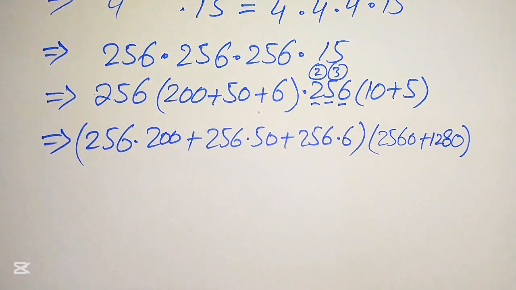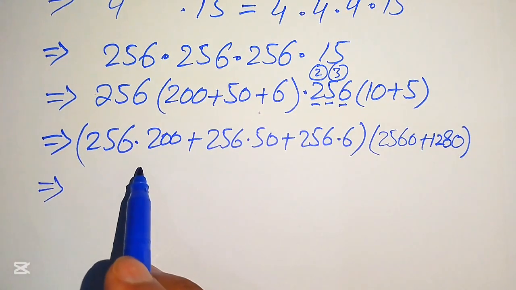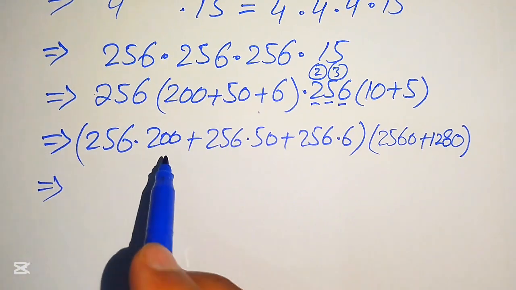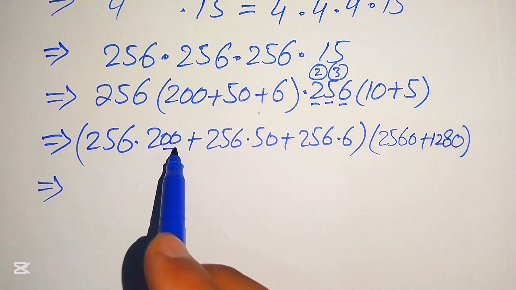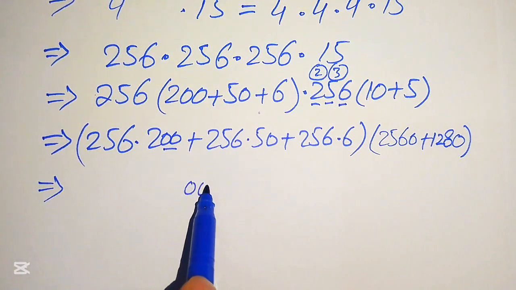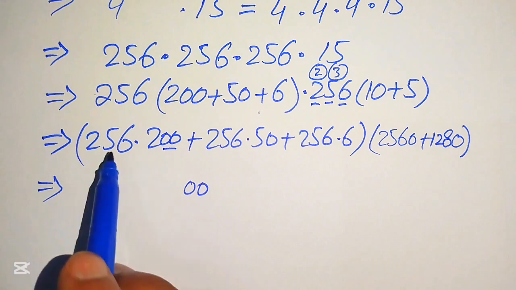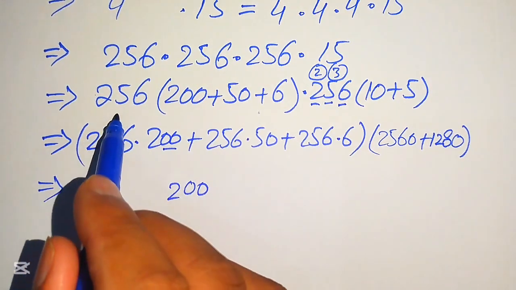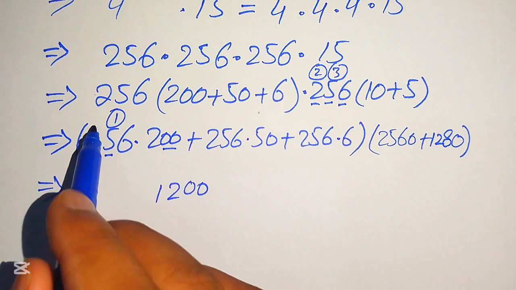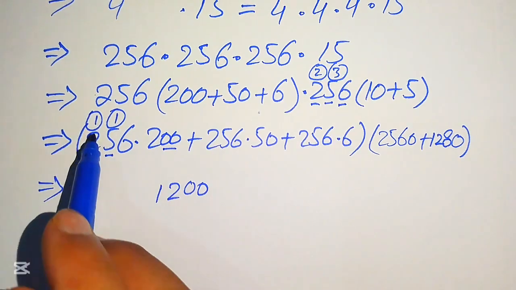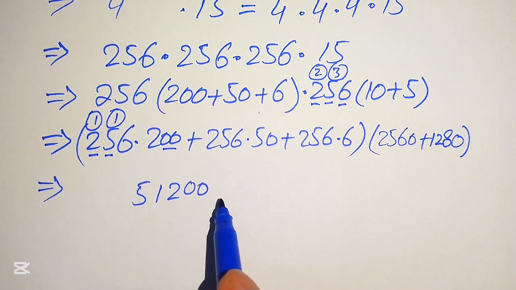And now in the next step we need to multiply 256 with this value. When you multiply this number, first we just copy down these two zeros here, and we just multiply this number with 2 only. So 2 6s are 12, we write 2 and carry 1, 2 5s are 10, 10 plus 1 is 11, we write 1 and carry 1, 2 2s are 4, 4 plus 1 is 5. You get 51,200 only.